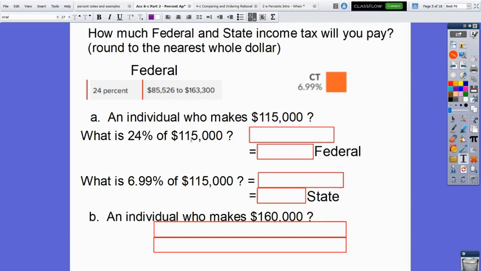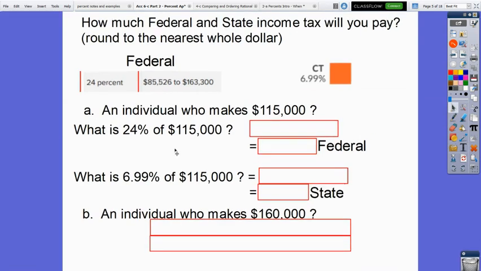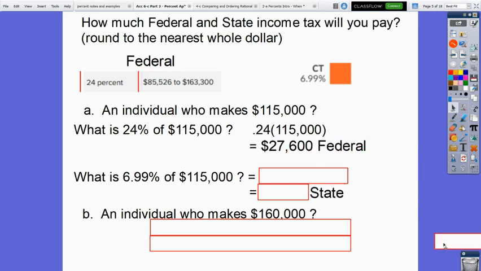So finding the percent of a number, you might remember from the last lesson, the fast way to do this, convert the percent to a decimal and multiply. So 0.24 times 115,000. And that means you're paying $27,600 a year to the federal government in income tax.